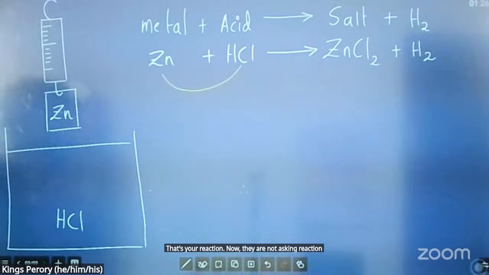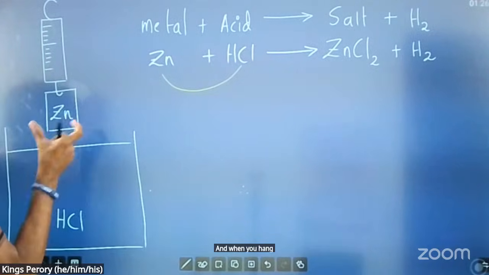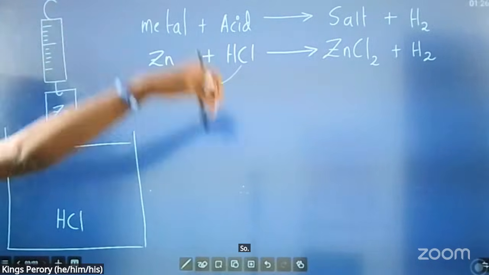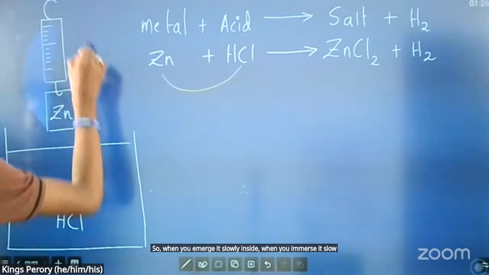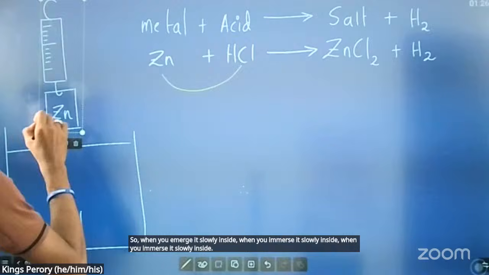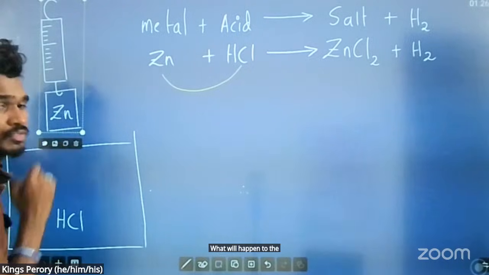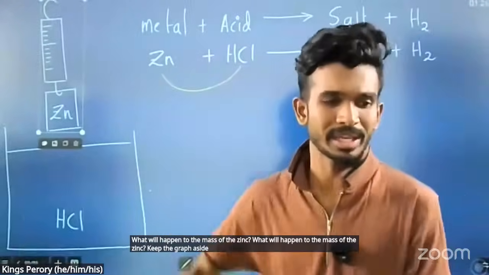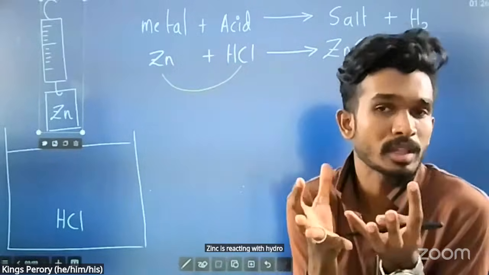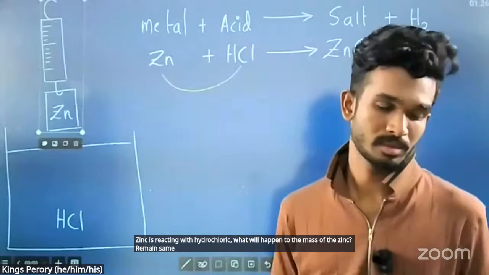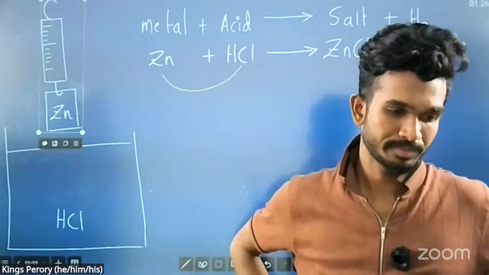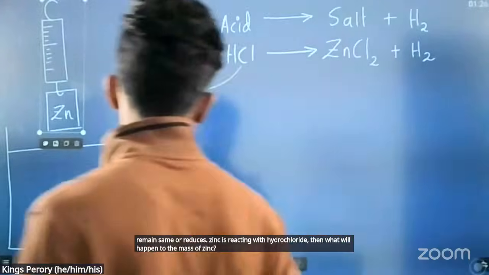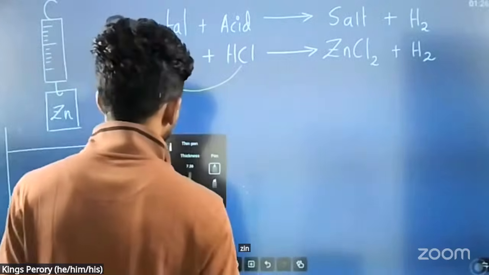What are they telling? Now when you hang it here, this zinc will have a certain mass. When you immerse it slowly inside, what will happen to the mass of the zinc? Keep the graph aside. You logically tell me, zinc is reacting with hydrochloric acid. Will the mass remain the same or reduce? Zinc mass will guaranteed reduce.